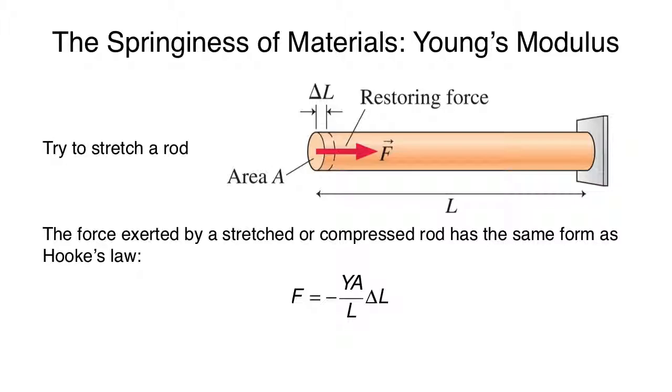So we would have a restoring force equal to this thing called the Young's modulus, I'll explain it in a second, times the cross-sectional area of this spring, divided by the length. And then you see there's a change in length, just like we saw in the spring. If I compress it, there's a change in length. If I pull it, it's going to have a change in length. Okay? So this is basically the materials version of that.